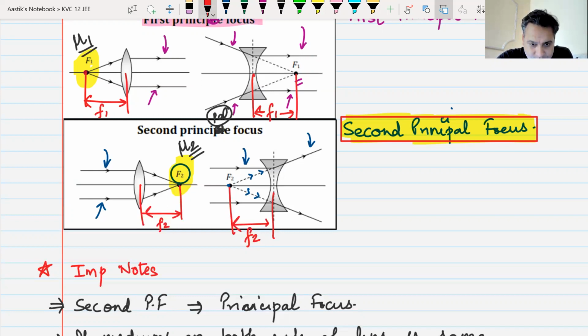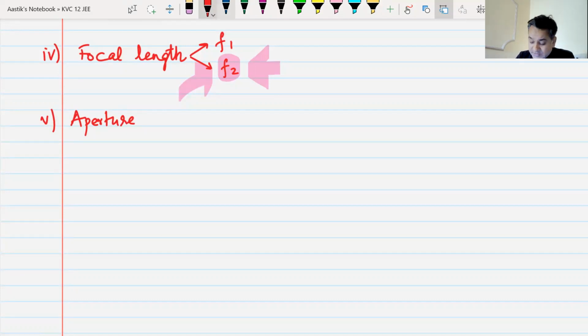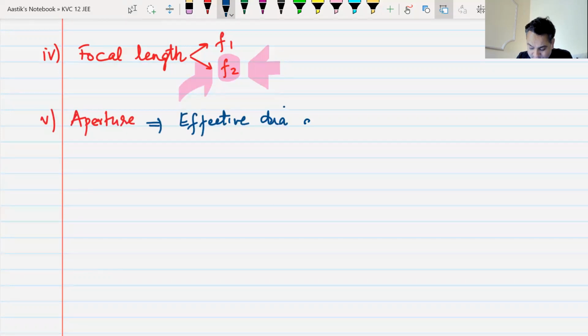Yes, sir. The next point is known as aperture, and the more difficult questions that I have seen in JEE Advanced, not in JEE Mains because this never comes in JEE Mains, are on aperture. Now, this aperture is the effective diameter of the lens, similar to what it was in the mirror. Do we understand this? This is the effective diameter of the lens.